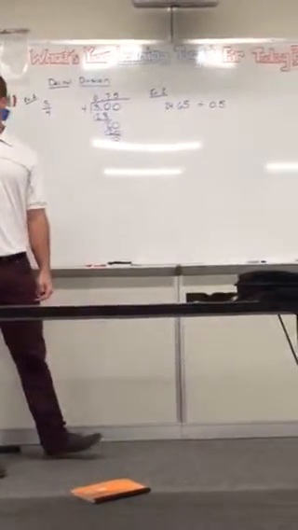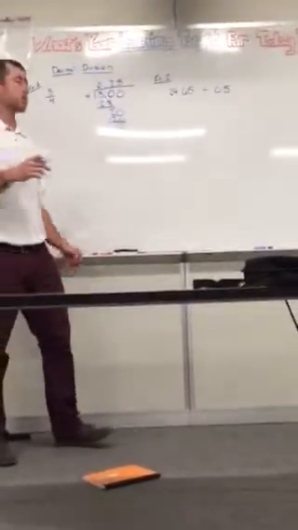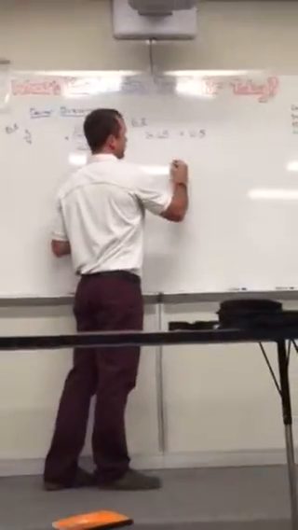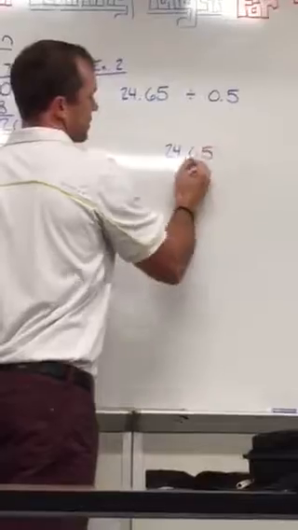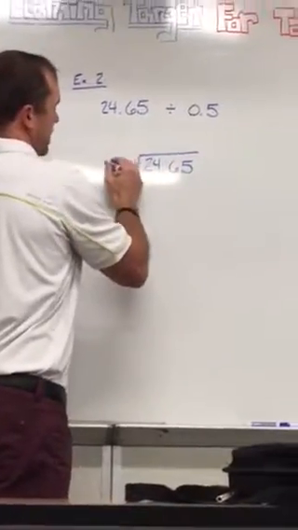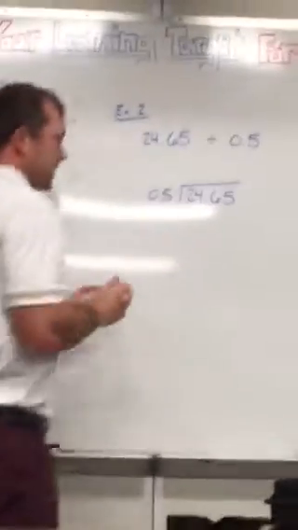So which one gets the house? The big one. The first one. The first one always gets the house. So I have 24 and 65 hundredths divided by 5 tenths.